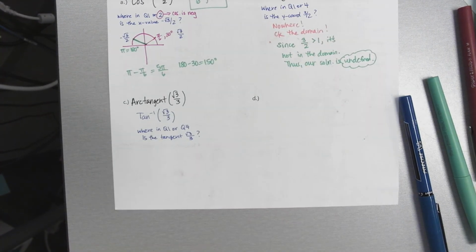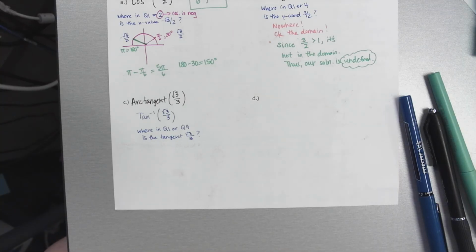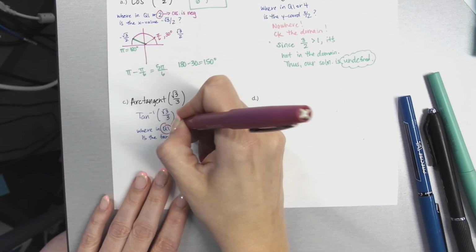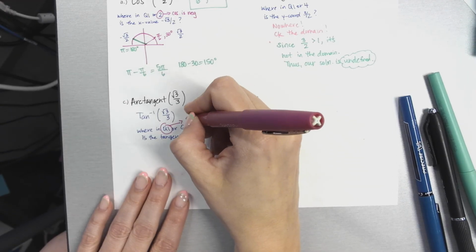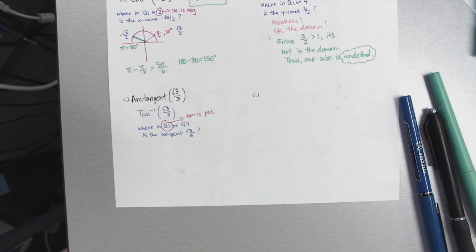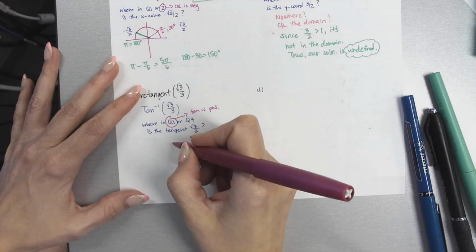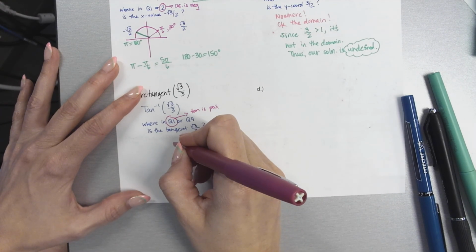Okay, so first, is it going to be in quadrant 1 or is it going to be in quadrant 4? Why? Yep, so if it's positive, it has to be in quadrant 1. Okay, so the tangent is positive. Okay, some of you might know this right away just based on what we did today.